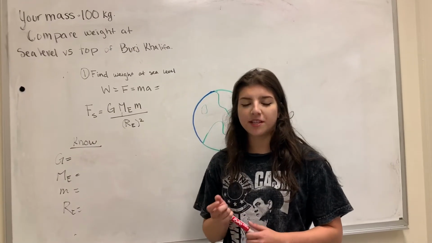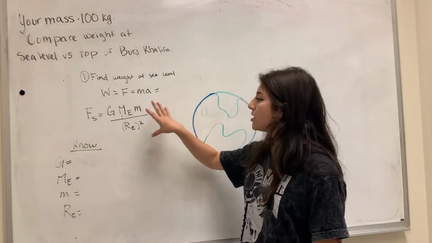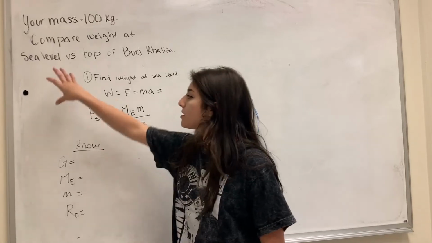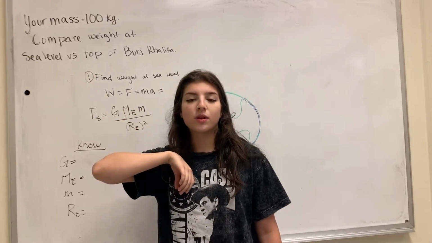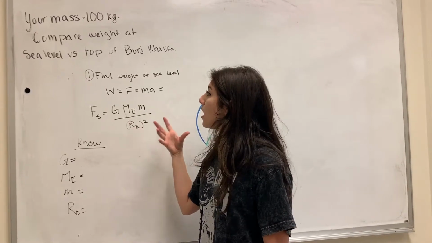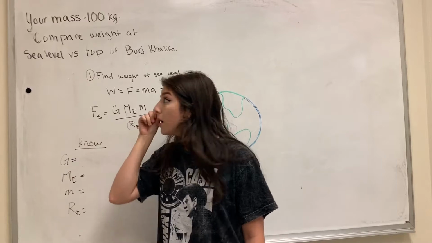Hey guys, today we're going to be talking about Newton's law of gravitation, which is represented by this equation here that we will be using later on. But first, we're going to be working with this example problem, which basically says that we have a mass of 100 kilograms. We're going to be comparing the weight difference at sea level versus the top of the tallest building in the world, the Burj Khalifa.